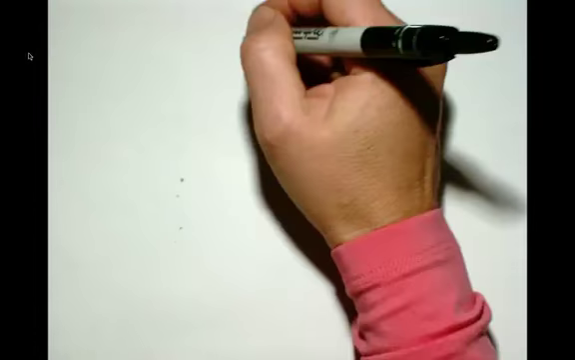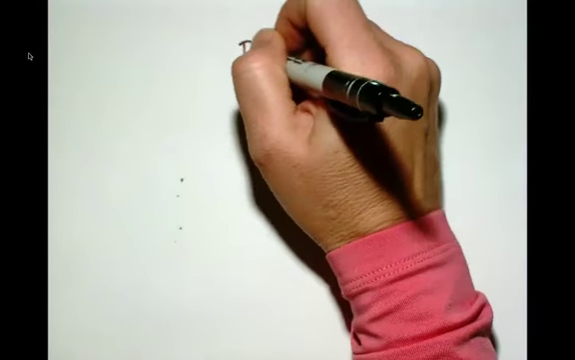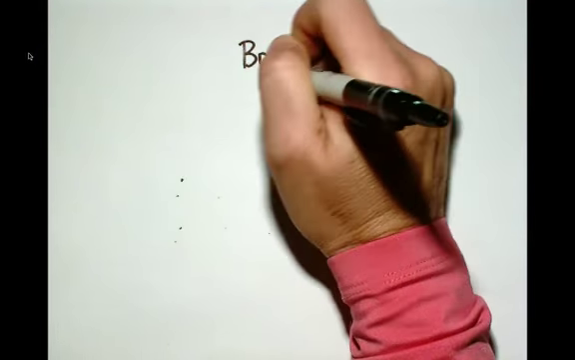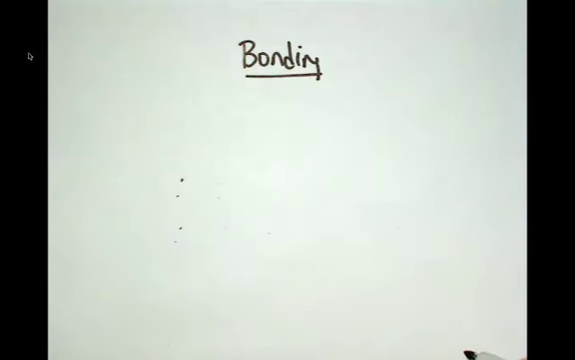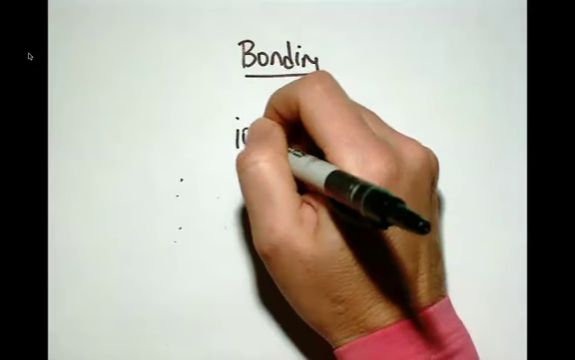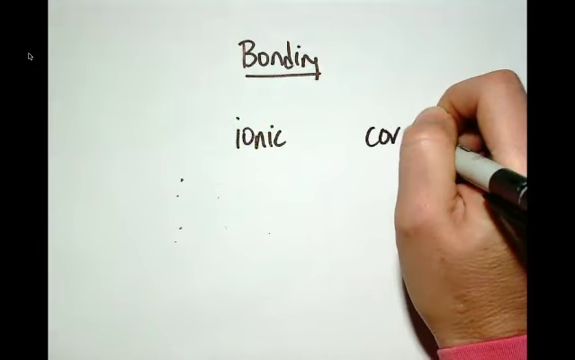We have to take a step back just for a minute and think about bonding. Just think about bonding, what we know about bonding. Bonding is all about electrons, remember? And so far, we've talked about ionic bonding and covalent, all right?